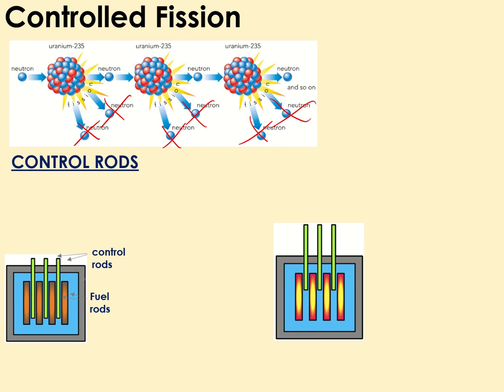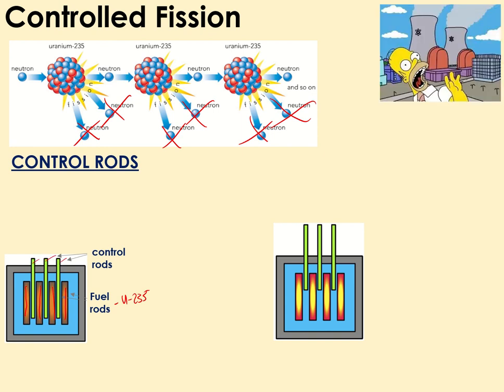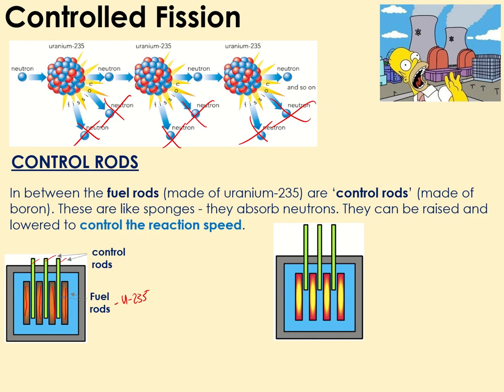So what I've got down here is a schematic, a diagram of the nuclear reactor. So you can see I've got these kind of orangey coloured, what are called fuel rods. That's where the uranium-235 is put into the reactor. In between them you've got these green things here, which are called the control rods. So those control rods, we can think of them like sponges. They absorb neutrons and they can be lifted up and down to change the speed of the reaction in the nuclear reactor.